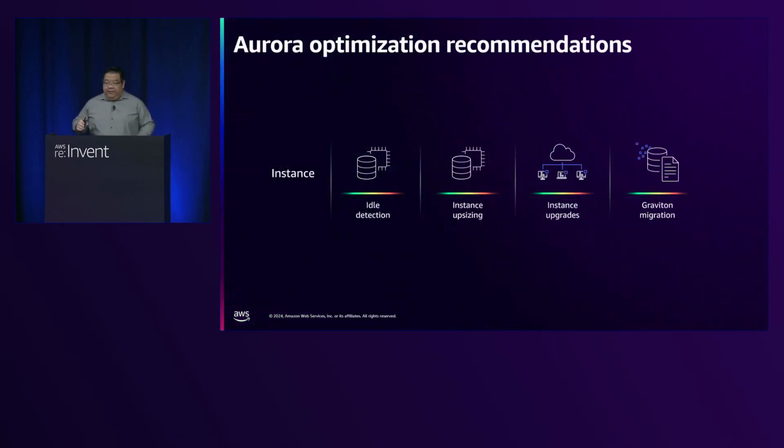Aurora is slightly different from RDS in the sense that the storage layer of Aurora is a shared network-attached storage that can be shared across multiple instances in the same Aurora cluster, versus RDS, which has individual EBS volumes attached to RDS instances. Therefore, our optimization recommendations for Aurora are focused on the instance itself instead of the storage layer, because the underlying storage of Aurora is not actually using EBS under the hood. Very similar to RDS rightsizing recommendations, we have idle detection, instance upsizing, upgrades, and migration to Graviton. Let's see a few examples here.